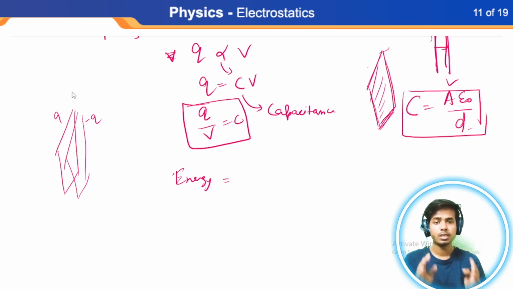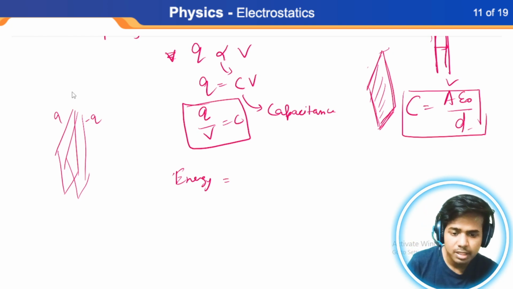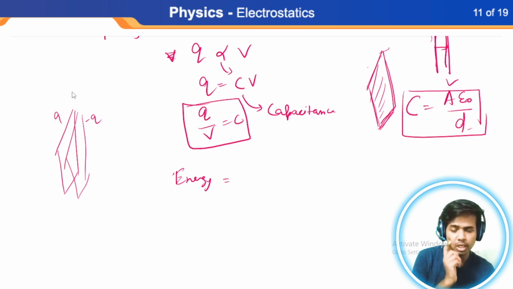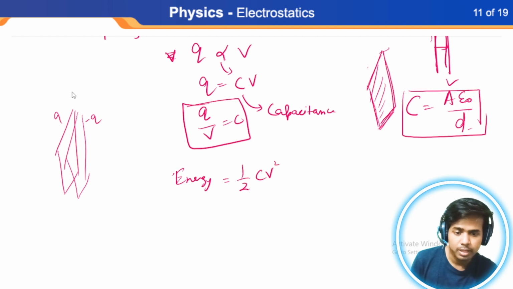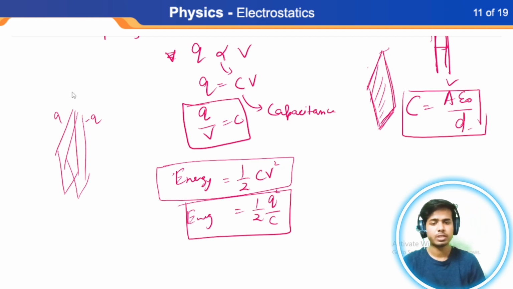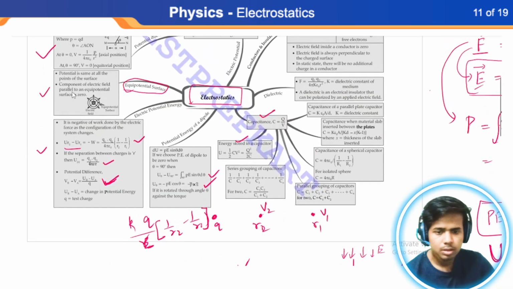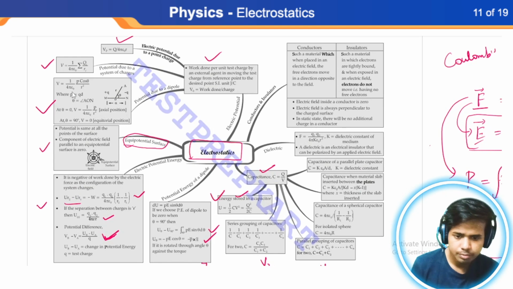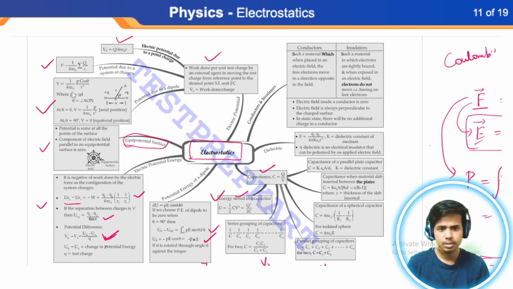Now, separating two different charges will require energy. So basically that energy is stored in the format of this capacitor, and that is equal to half C V square, or even given in the format of half Q square upon C. This is easier to remember, so it is very straightforward. So this was the energy stored in the capacitor.